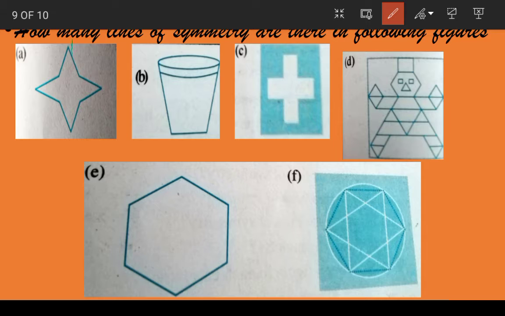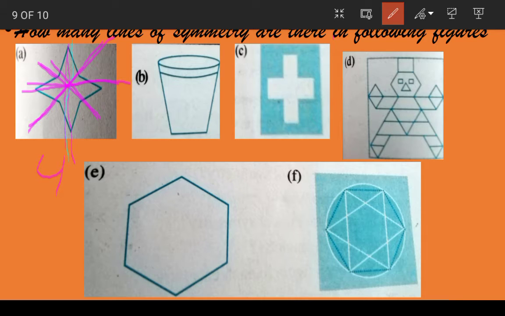So maybe like this. Let me change the color for you. The line will be like this and like this. There is one more possible way, like this, because when you fold it, it will give you the same line of symmetry. Okay, so let us count. 1, 2, 3, 4. 4 lines of symmetry.